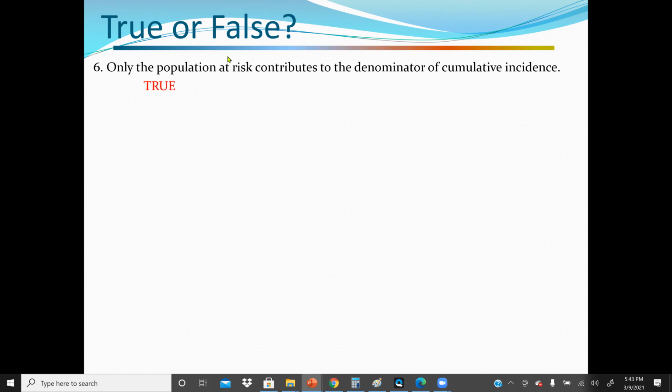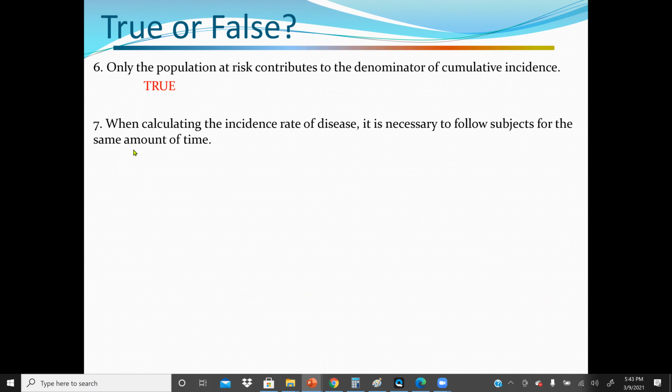Now we have a few true or false questions. Only the population at risk contributes to the denominator of cumulative incidence. So this will be true. Next question: when calculating the incidence rate of disease, it is necessary to follow subjects for the same amount of time. That is false.